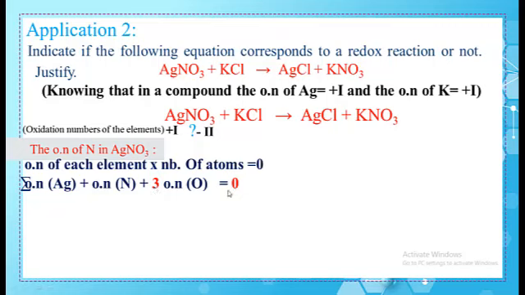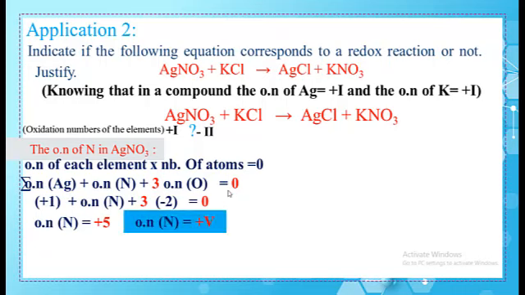We substitute oxidation number of Ag to +1. Oxidation number of nitrogen is unknown. We substitute the oxidation number of oxygen with -2, so 3 times -2 equal to 0. The oxidation number of nitrogen equal to +5, and please don't forget that at the end of calculating the oxidation number, you should put the oxidation number in Romans. So oxidation number of nitrogen equal to +5. So you can write now +5.